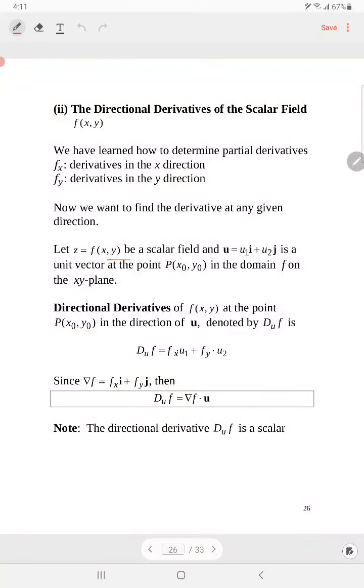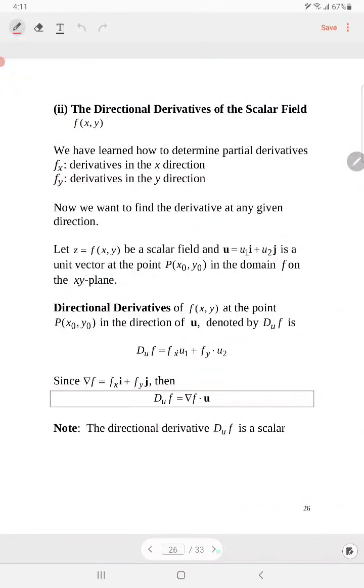Let's say z equals f of x y is a scalar field, and u is a unit vector. It's very important here that u must be a unit vector at point P. So we have point P, x0, y0, in the domain of f on the xy plane. Then the directional derivative of f at point P in the direction of the unit vector u is denoted by D_u f, and it is defined as the gradient of f, or del f, dot u. The gradient of f is a vector, dotted with a unit vector u. When you dot two vectors, what you get is a scalar. So the directional derivative of f in the direction of u is a scalar.